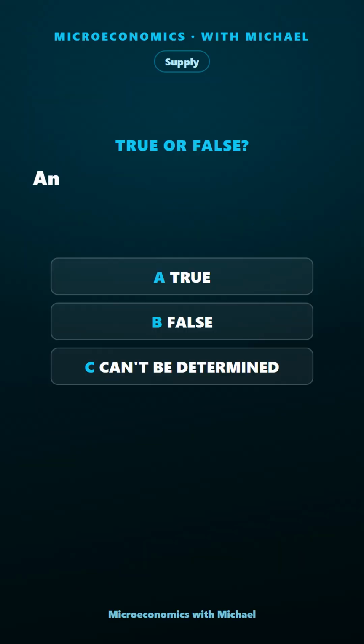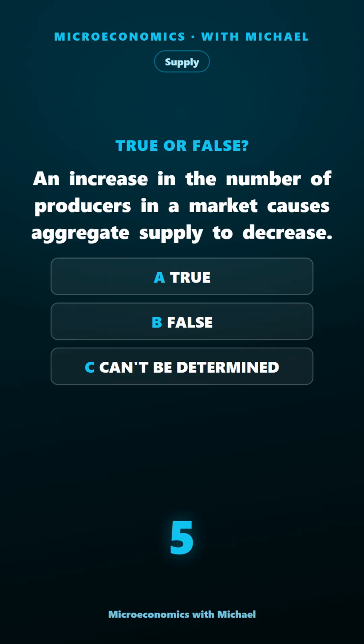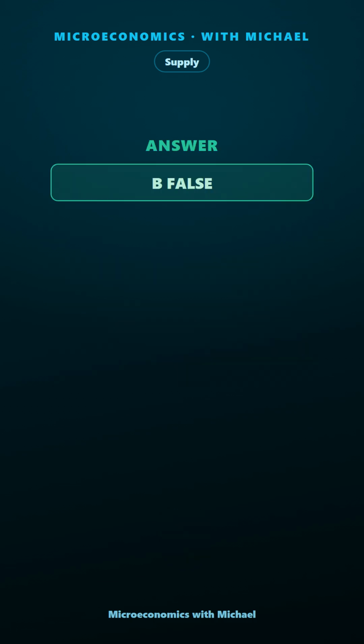An increase in the number of producers in a market causes aggregate supply to decrease. True, false, or can't be determined. The answer is false. Incorrect.